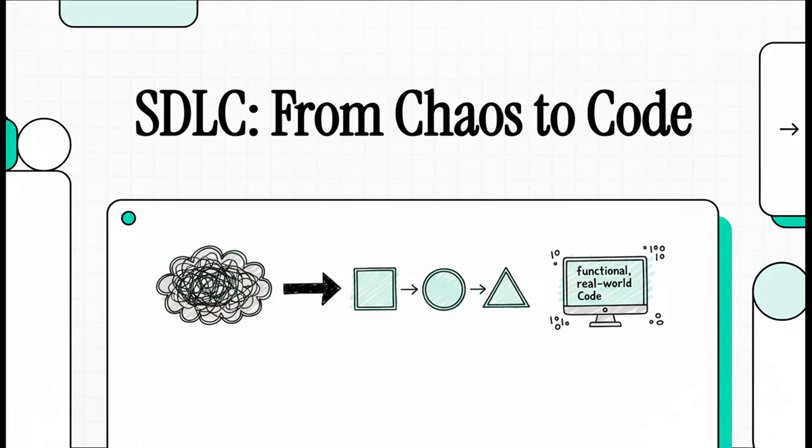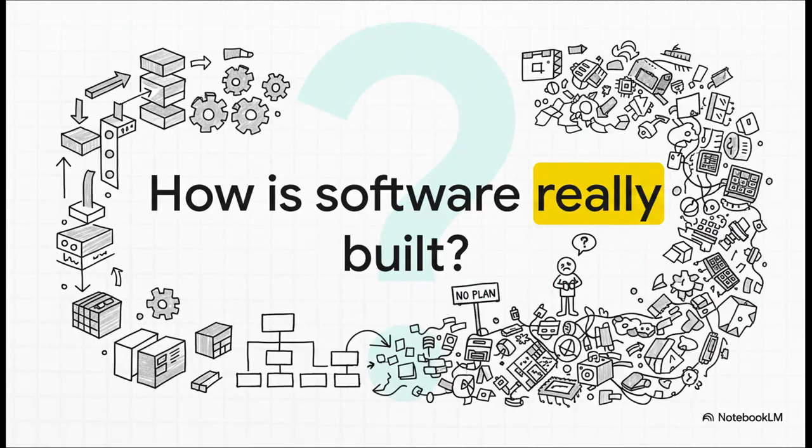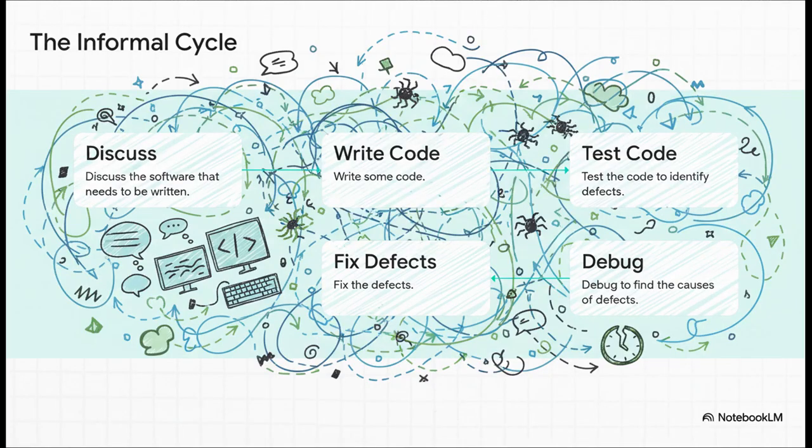Let's do this. So let's start with the big question. How is software really built? I mean, if you don't have a solid plan, it can be a total mess. Seriously. It's often unpredictable, super inefficient, and feels less like engineering and more like, I don't know, just throwing spaghetti at the wall and hoping something sticks. And this is what that chaos looks like.